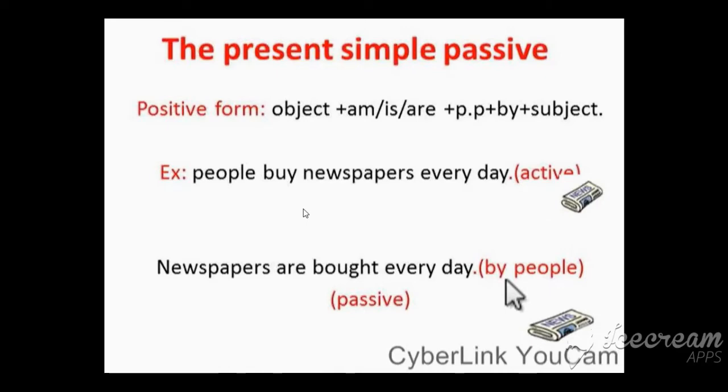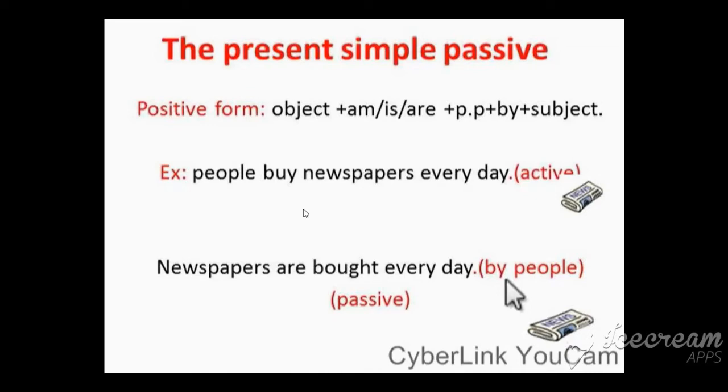In Arabic we use the passive form. الباسيف يا بنات اللي هو المبني للمجهول. Okay? When we don't know the subject, لما نكون مش عارفين الفاعل, or when the action is more important, أو التركيز على الحدث هو الأهم. In this slide we will speak about the present simple passive. The positive form is object plus am, is, are plus past participle plus by plus subject.